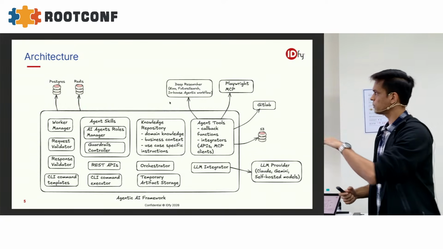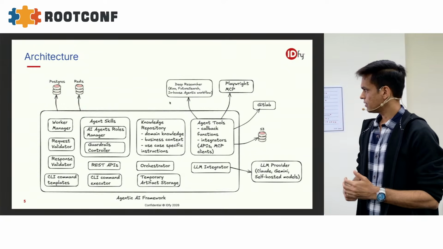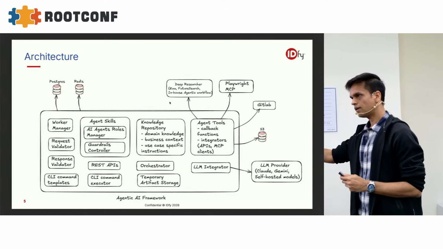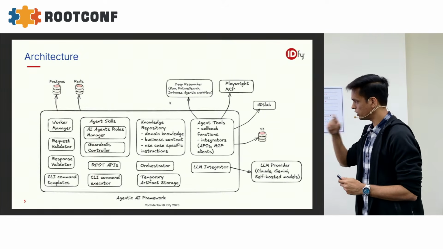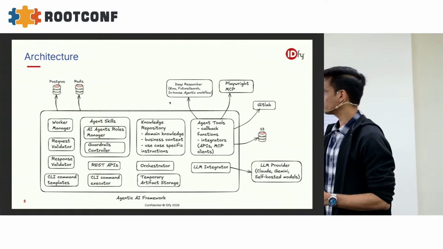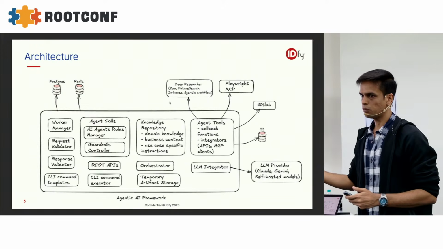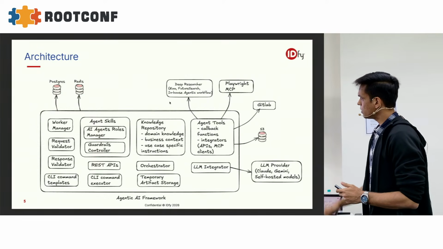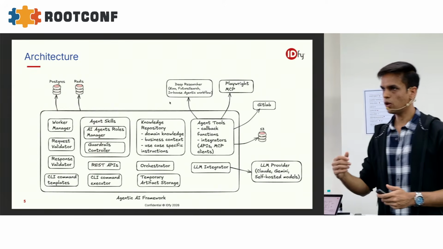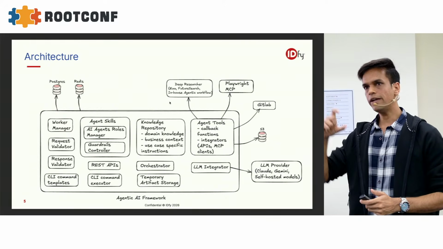I'll quickly touch upon the architecture of the system. And again, there are a lot of components here. I'll quickly talk about some of the important ones. The first one is the agent skills component, right? Now, agent skills is where all the agent definitions reside.